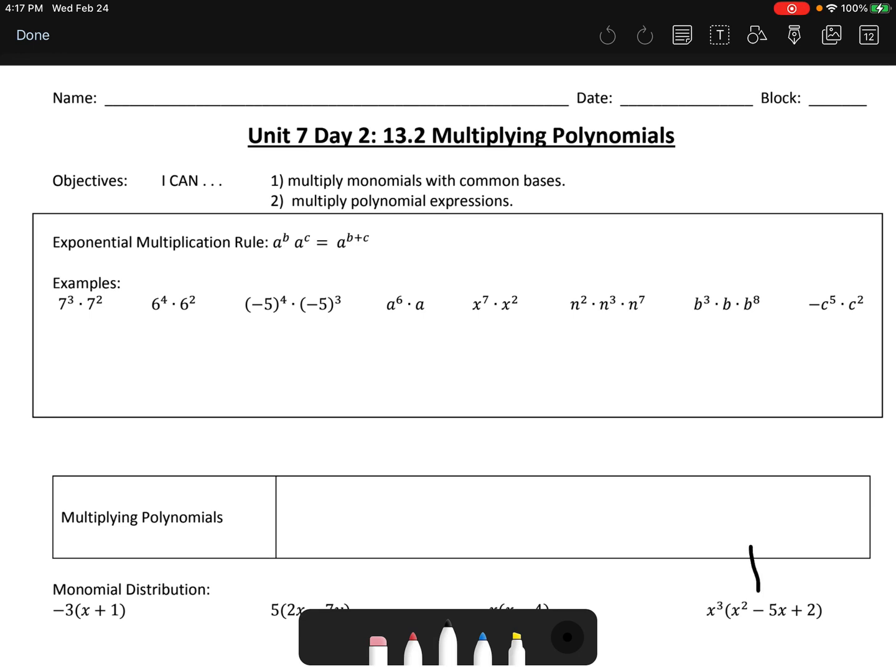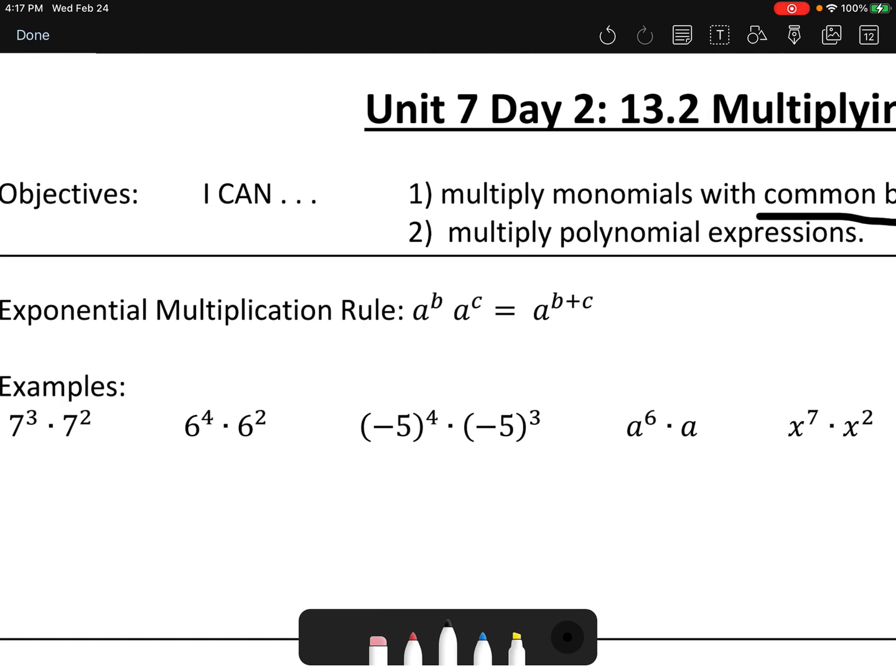Today's lesson is on multiplying polynomials. Now, the other class period we worked on adding and subtracting polynomials. Today we're going to talk about multiplication. Now, multiplication of polynomials needs common bases in order to do this. So in this case right here, a to the b times a to the c.